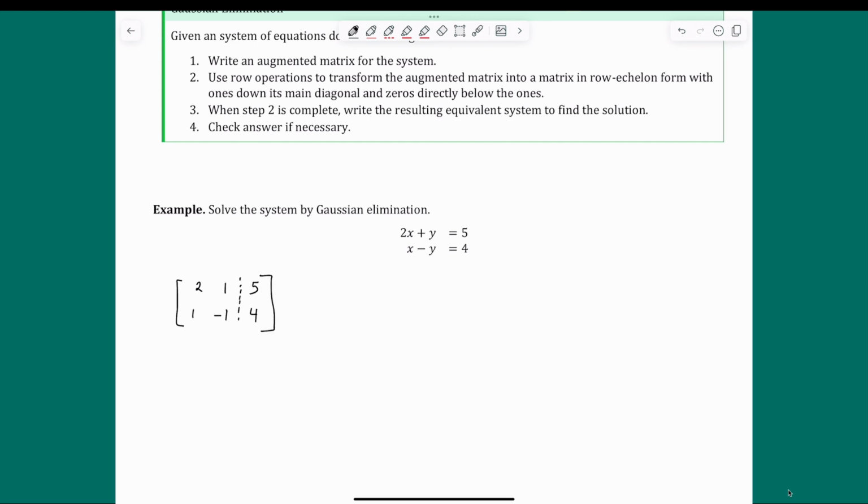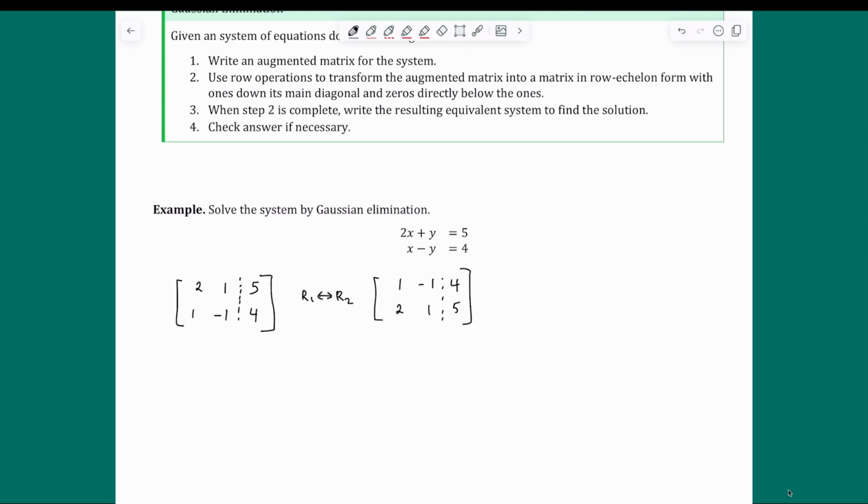That's the augmented matrix. Alright, so I'm going to interchange row 1 and row 2. So row 1 gets swapped with row 2 because I want to get ones down this main diagonal here. Okay, and this becomes a 1 if I swap the 2 here. So we're going to get the matrix 1, negative 1, 4, and then the second row is just 2, 1, 5. Alright, that's the new matrix.